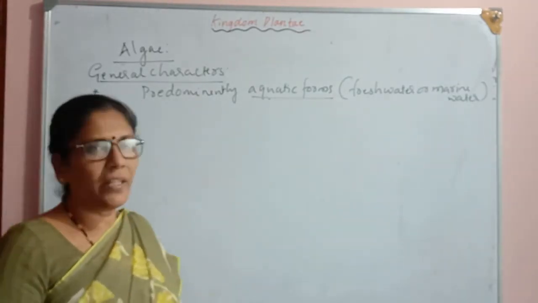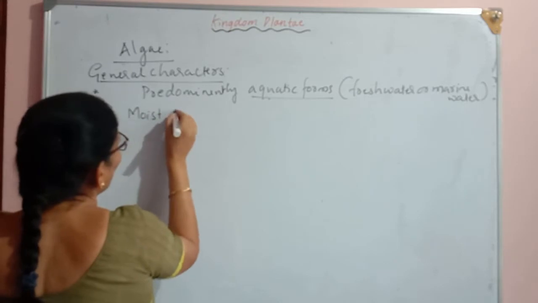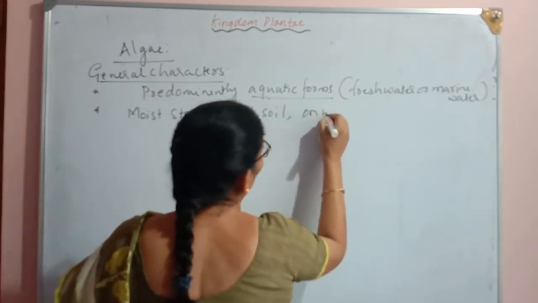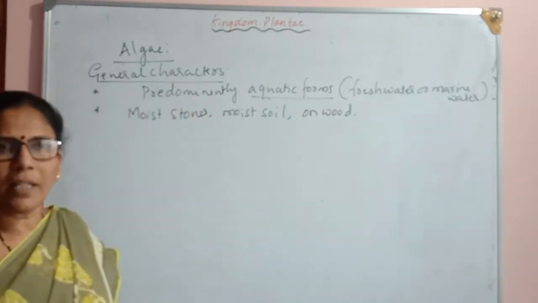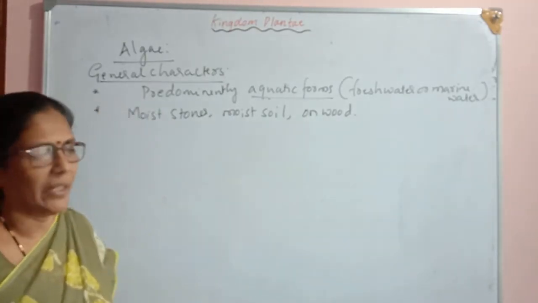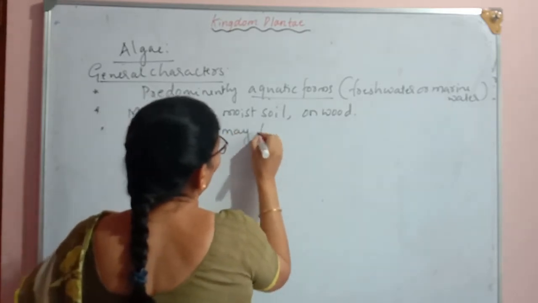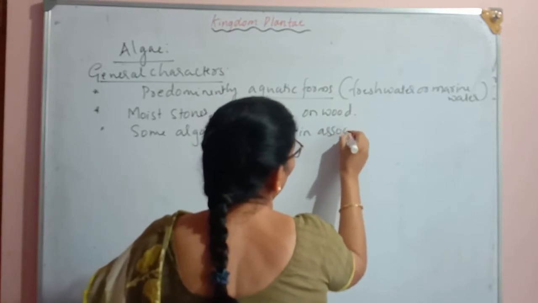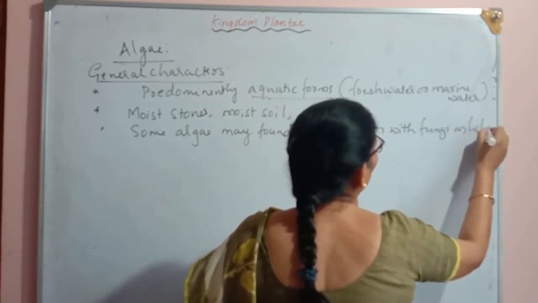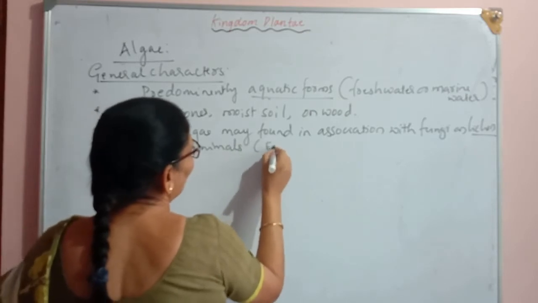They also show varied habitats. They may be found on moist stones, moist soil, and also on wood. Some algae may also be found in association with fungi as a lichen, and on animals, for example sloth bear.